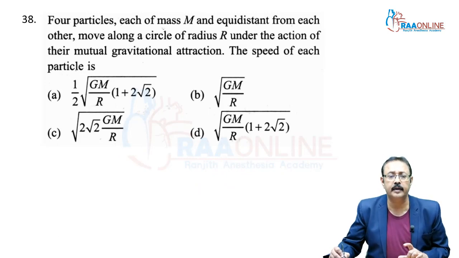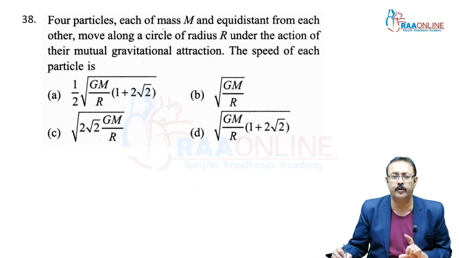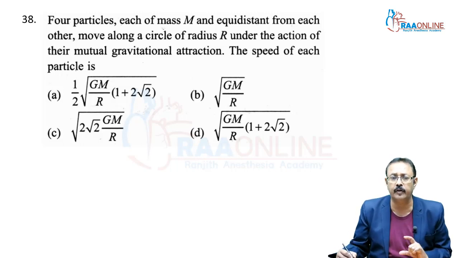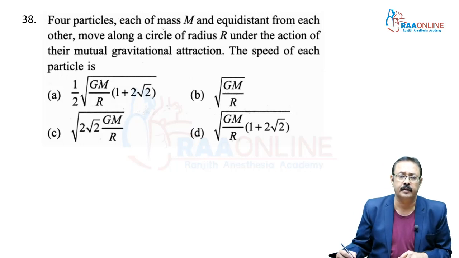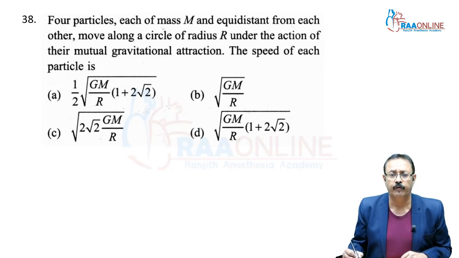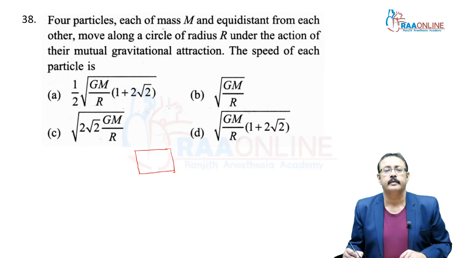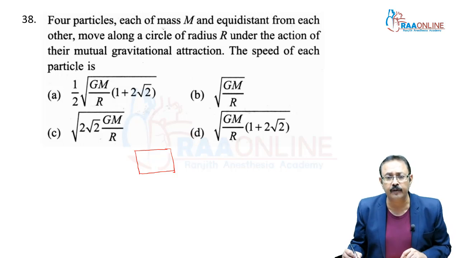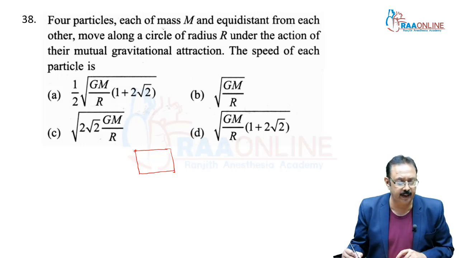38. Four particles, each of mass m and equidistant from each other, move along a circle of radius r under the action of their mutual gravitational attraction. The speed of each particle is... again the same type of problem. Four particles equidistant from each other means they should be on one square, moving along a circle of radius r under the mutual attraction. Same type of problem again.